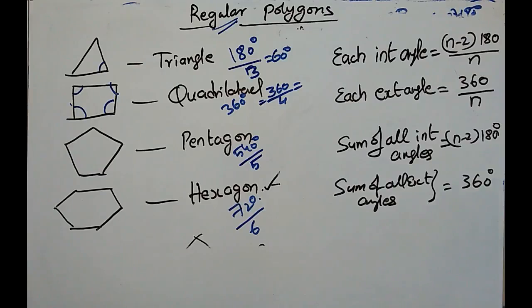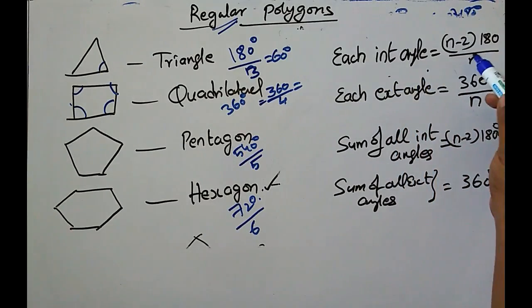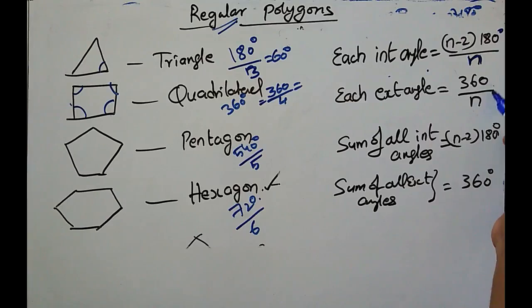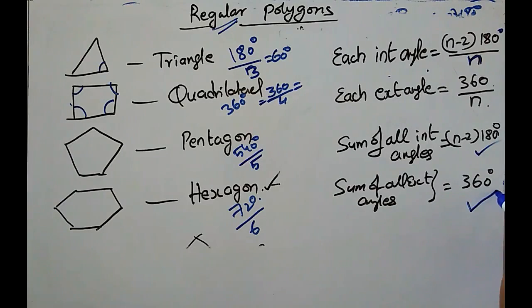So friends, what we have learned: each internal angle is given by (n minus 2) into 180 degrees divided by n. Each external angle is given by 360 by n. Sum of all internal angles is (n minus 2) into 180 degrees. Sum of all external angles is 360 degrees. Now we have to find how many diagonals can be formed within a polygon.